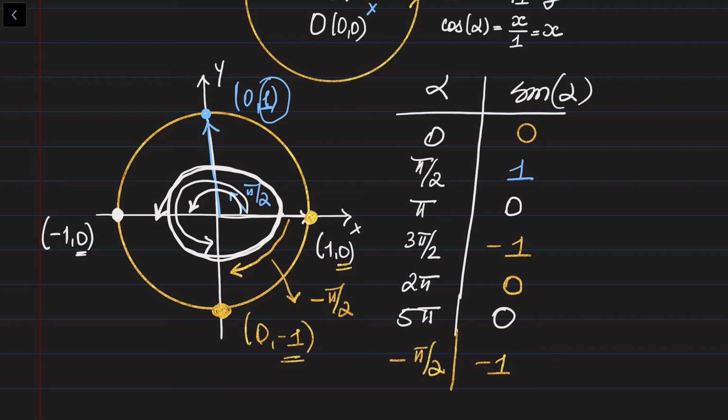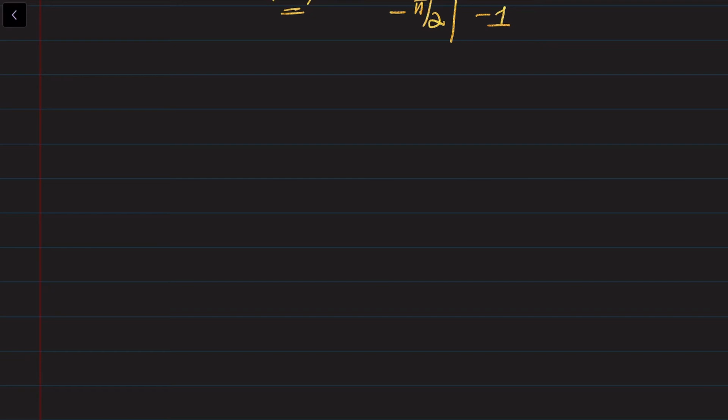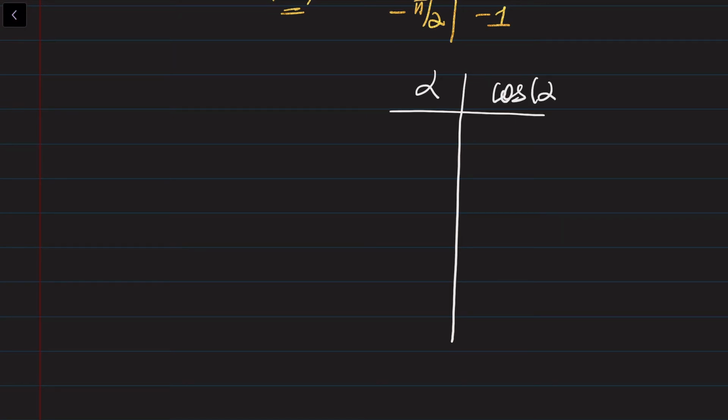So now let's try to make a similar table for the cosine of alpha. So again, I'm going to make a table for the different values of alpha, and I'm going to figure out the values of the cosine for those alphas. So again, I'm going to draw a unit circle here. This unit circle is going to be on the rectangular coordinate system.